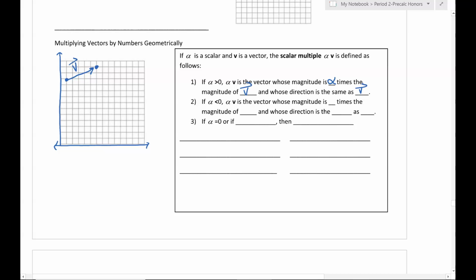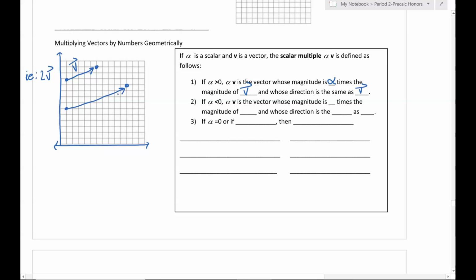So, if I want to do 2 as your scalar, 2 times v. According to number 1, it's now twice as long as v. Well, v was up 2, right 5, so now I'm going to go up 4 and right 10. And the direction is still exactly the same as the original v.